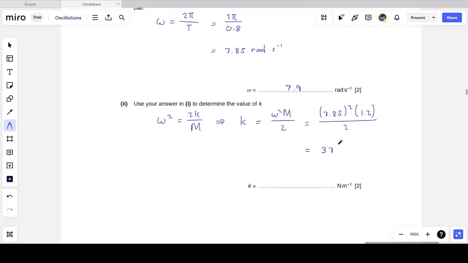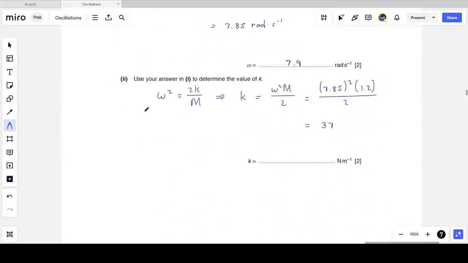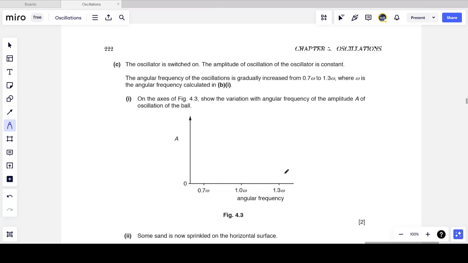Remember, k, they told us what it actually is. It's a spring constant. And so I know if all my values are in SI units, it will have a unit of newton per meter. So it's 37.0 newtons per meter, or again, to two significant figures, 37 newtons per meter. And you'd think that the question ends there, but it doesn't actually. So the question actually continues.